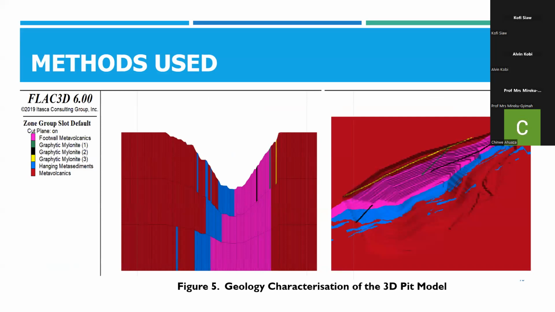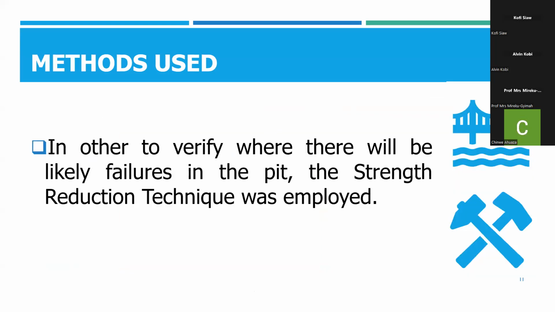In order to calculate or verify where there will be likely failures in the pit, the strength reduction technique was utilized. With the strength reduction technique, it reduces some of the properties of the zones that we specified for the model. It reduces properties like cohesion and the frictional strength, or friction angle, of the 3D model.